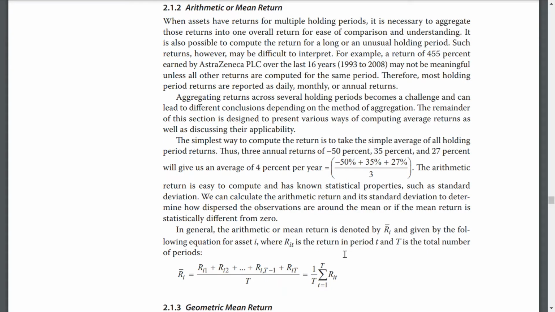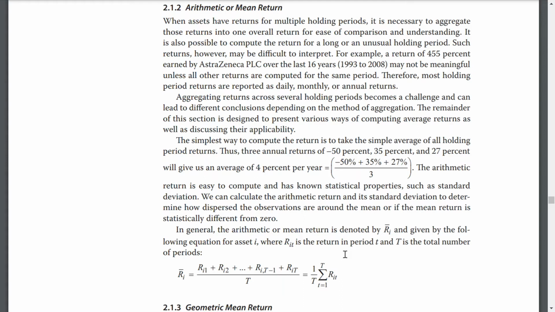to take the simple average of all holding period returns. Thus, given annual returns of negative 50%, 35%, and 27%, we get an average of 4% a year. The arithmetic return is easy to compute and has known statistical properties such as standard deviation.